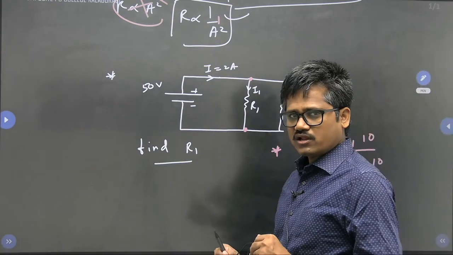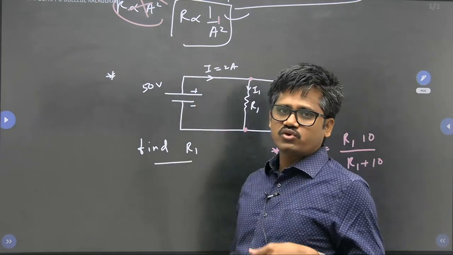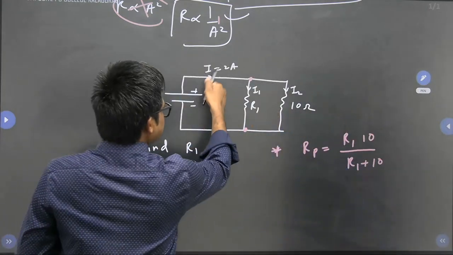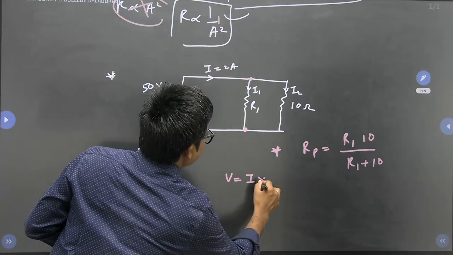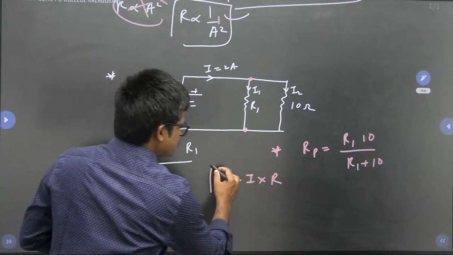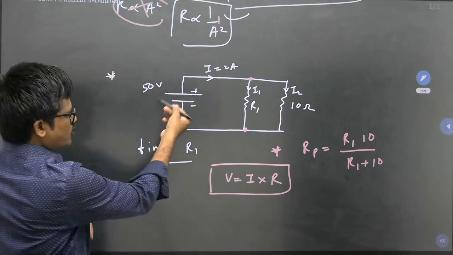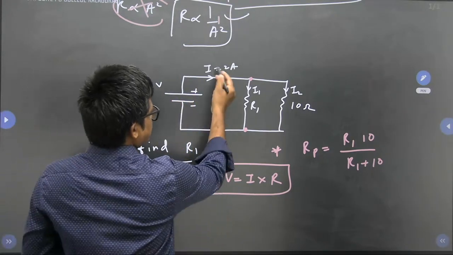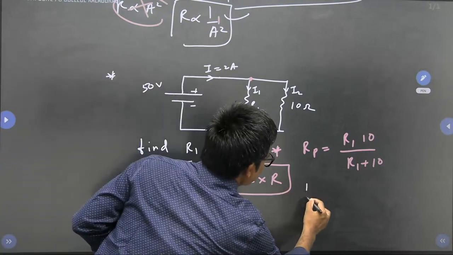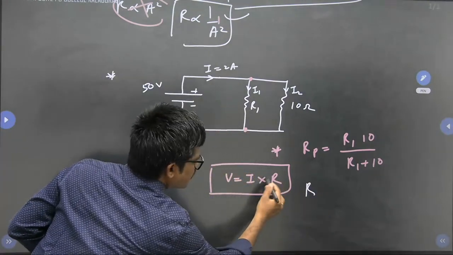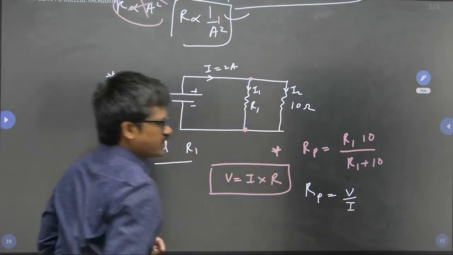So I told you earlier, effective resistance you will get from net voltage and net current. Net current they are already given. So definitely net voltage is equal to net current into total effective resistance. This you can use. Right or not? They are given the net voltage, the total voltage supplied, and even the net current. Then what is effective resistance using this formula? Effective resistance R is equal to V by I.